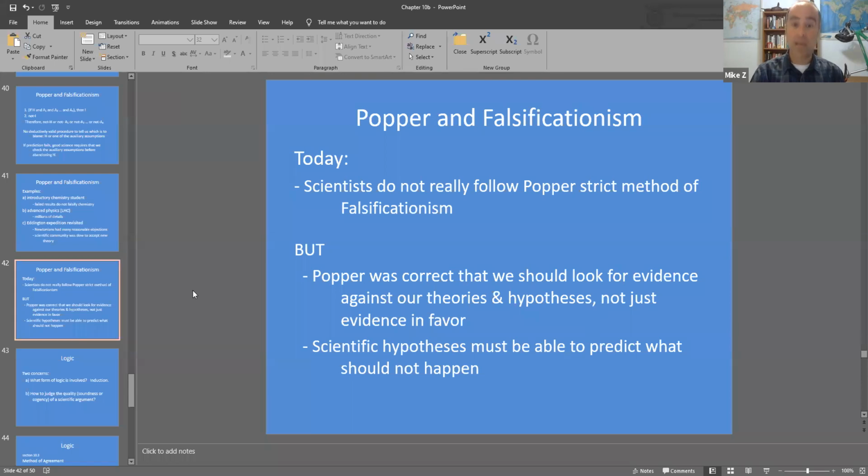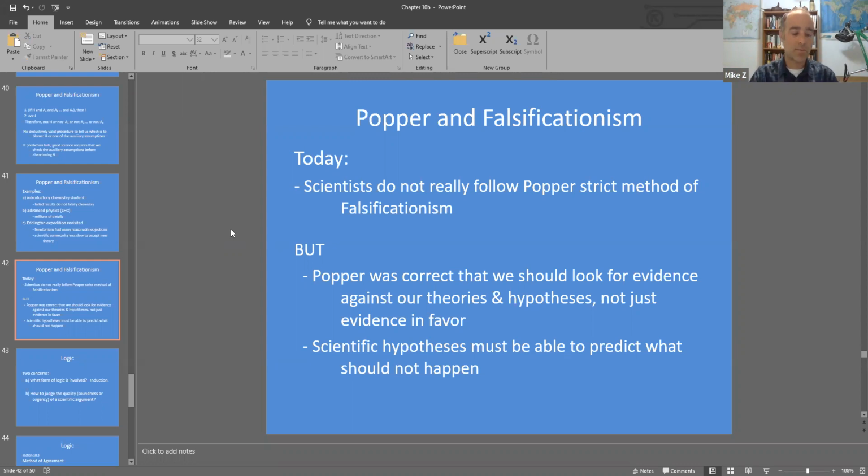So in reality, scientists just don't really follow Popper's strict method of falsificationism, even when they say they are following it, right? Even when they claim to be Popperians, or they accuse their rivals of not being Popperians. Turns out none of these guys are, or women, right? None of these scientists are Popperians. It just isn't the case. But there is something that we should take from Popper, right?